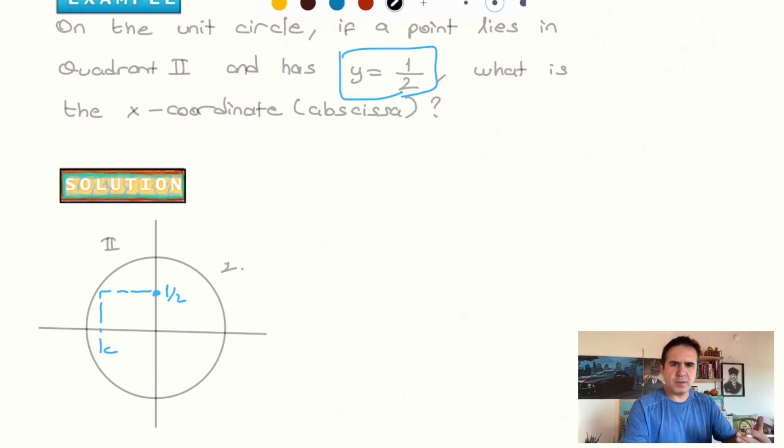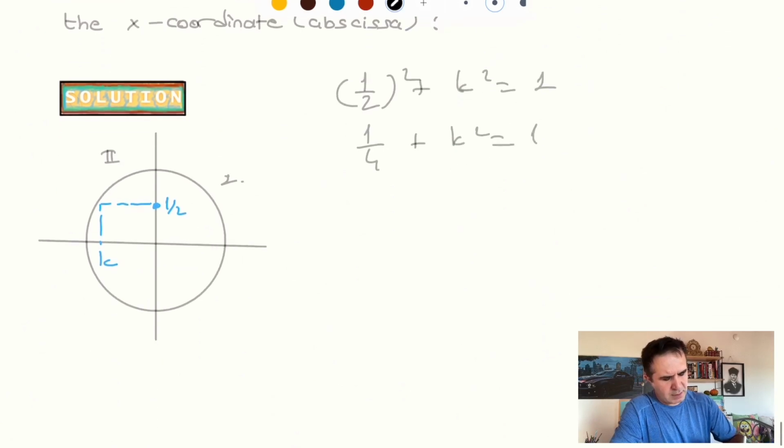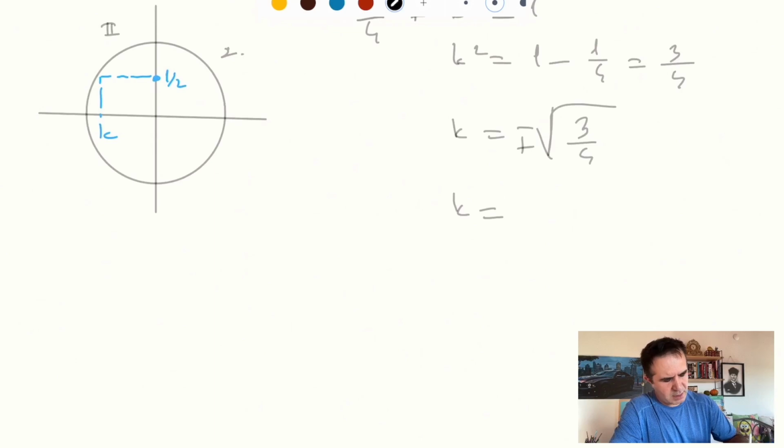As you know, to determine the possible x values on the unit circle when the y value is known, we always use the same fundamental equation, x squared plus y squared equals 1. Here our equation is 1 over 2 squared plus k squared equals 1. 1 over 4 plus k squared equals 1. Then k squared should be 1 minus 1 over 4, and this is equal to 3 over 4. Then k equals plus and minus square root of 3 over 2.